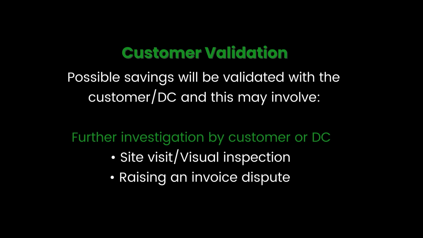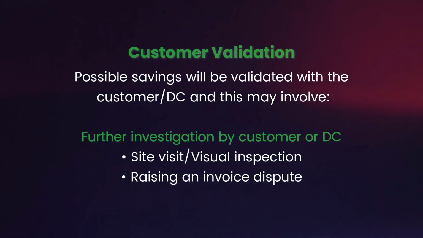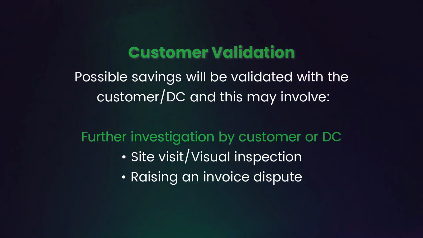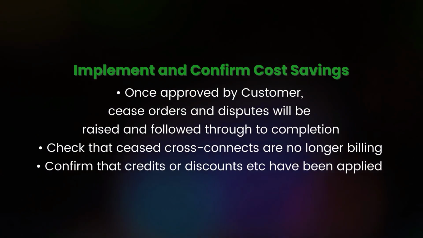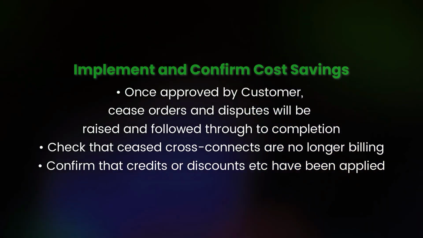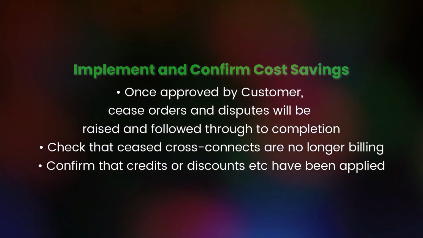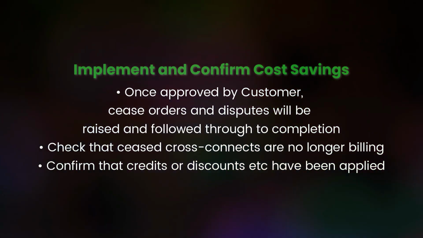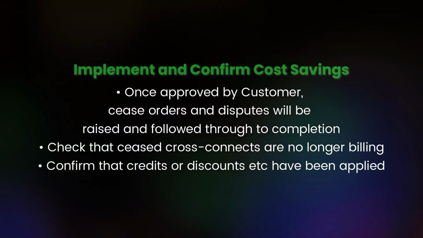Once the 6 steps of the Qarbon expense management process are completed, we complete customer validation, identifying possible savings and validating them with the customer, including further potential investigation activities by the customer or data center. We then implement and confirm the cost savings, once approved by the customer, ceasing orders and raising disputes to ensure that cross-connects that are ceased are no longer billed. We then confirm those credits or discounts have been applied for the customer.